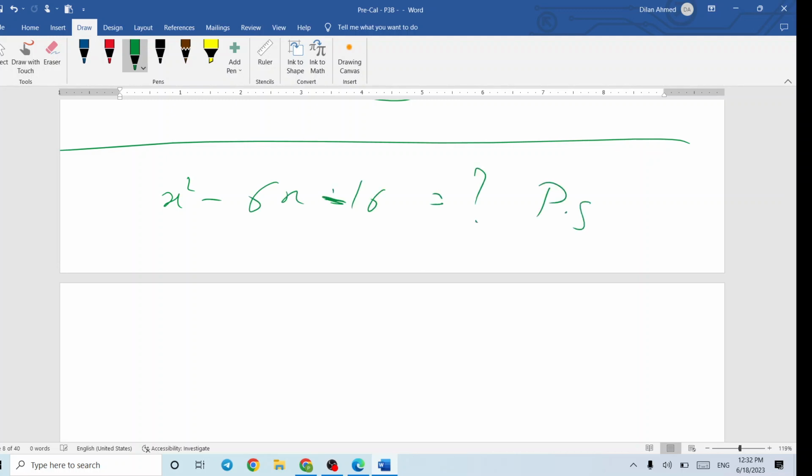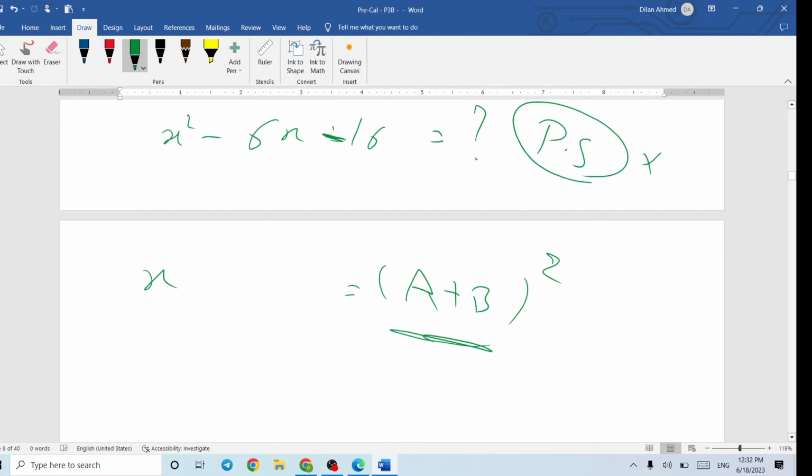Is it a perfect square? No. Why? Because a perfect square is what? It changes the trinomial to a binomial, to one parenthesis. How? Like that. So, if I expand that one, I'll get what?